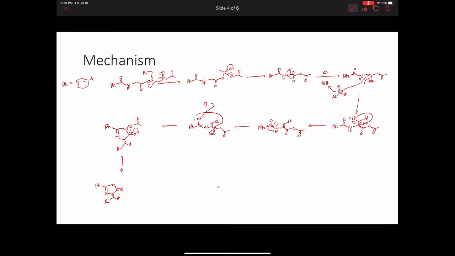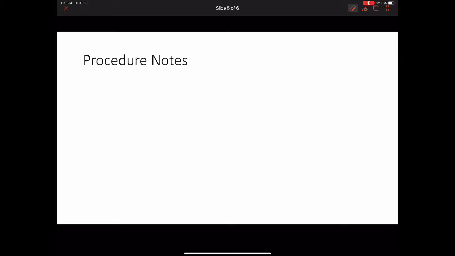Again, there are mechanisms drawn where they don't do the deprotonation steps at the beginning, and you're just going through with an extra proton through the reaction. But either way, it gets the general idea across.